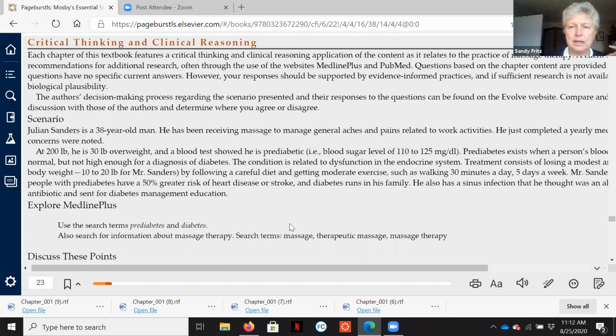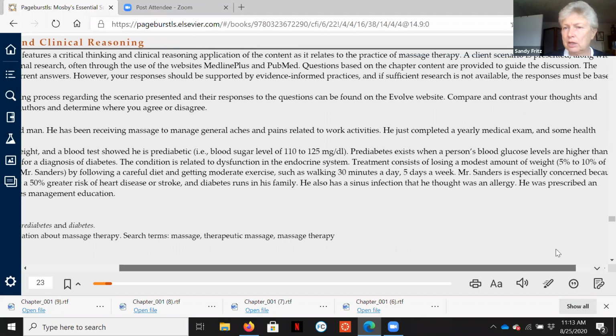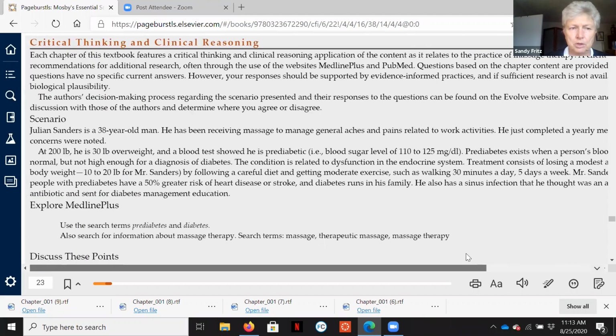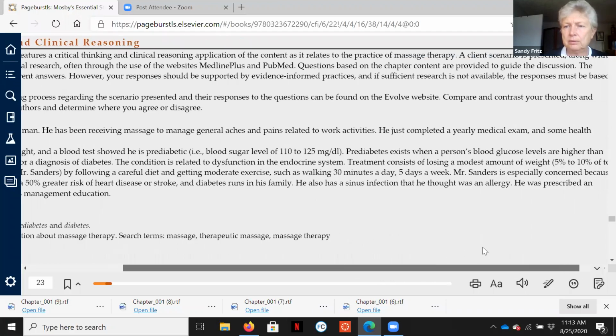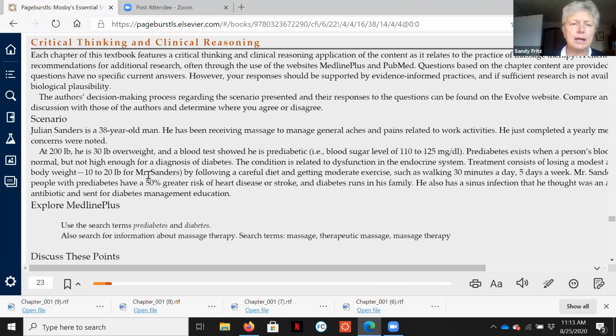So here's our little scenario. Julian Sanders is a 38-year-old man. He's been receiving massage to manage general aches and pains related to work activities. He just completed his yearly medical exam, and some health concerns were noted. At 200 pounds, he's 30 pounds overweight, and a blood test showed prediabetes. Prediabetes exists when a person's blood glucose levels are higher than normal, but not high enough for a diagnosis of diabetes. The condition is related to dysfunction of the endocrine system.